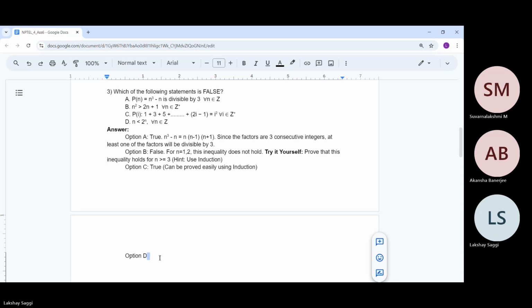Then option D says that n is less than 2 to the n for all n belonging to Z.